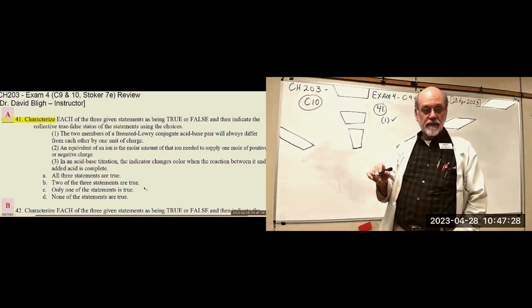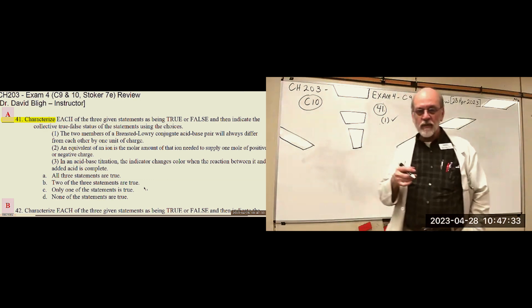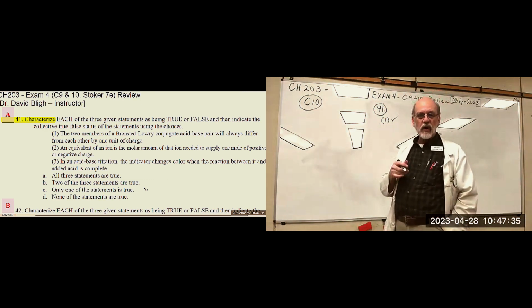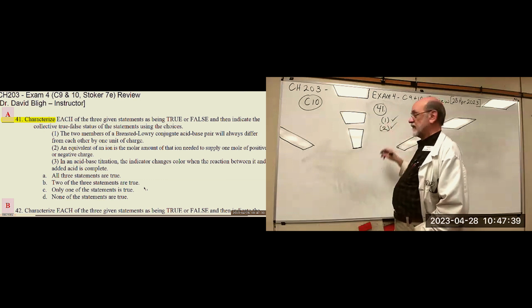That's true. Number 2, an equivalent of an ion is the molar amount of that ion needed to supply 1 mole of positive or negative charge. That's a definition. That's the definition of an equivalent.